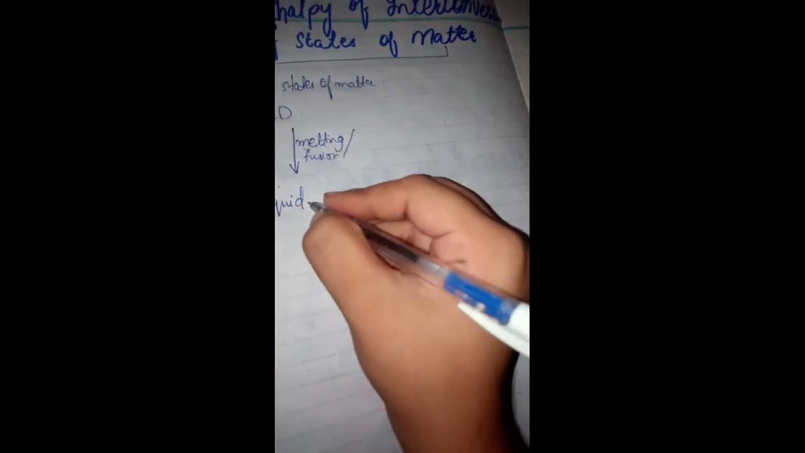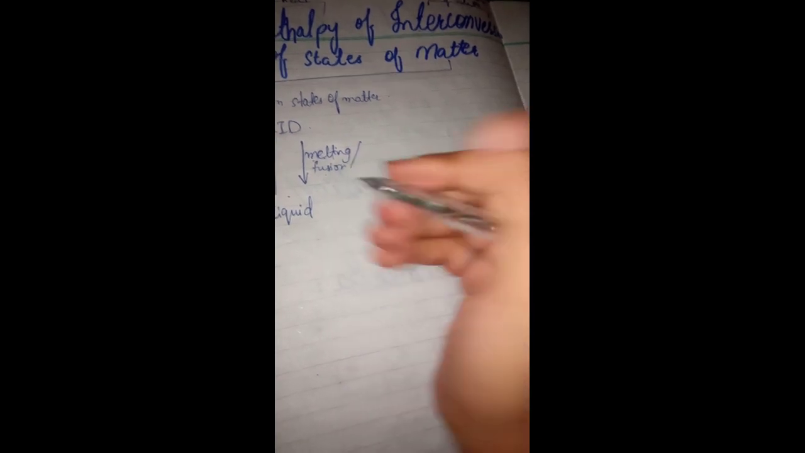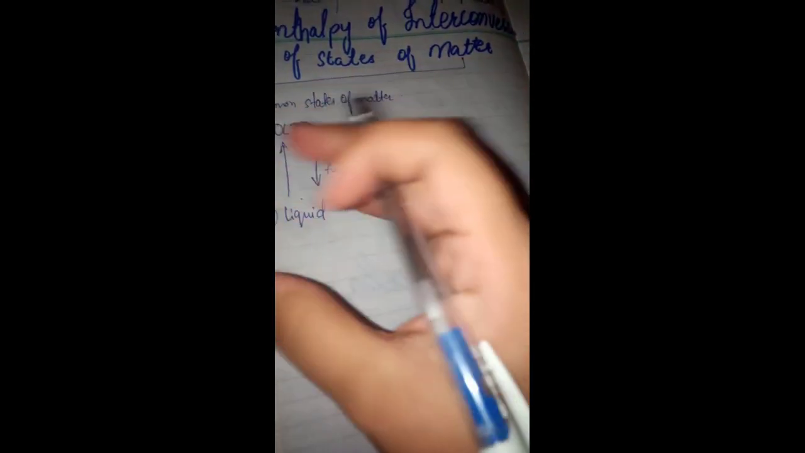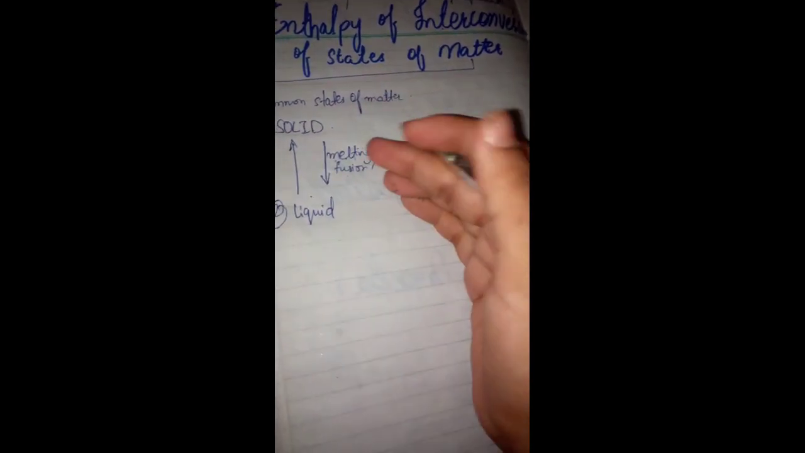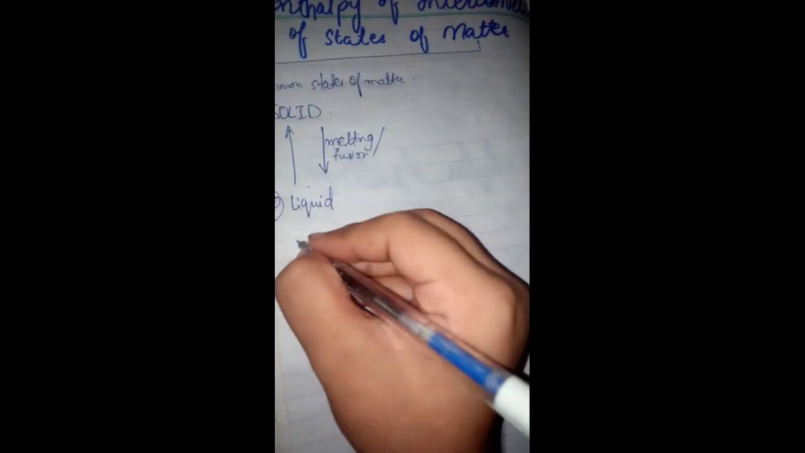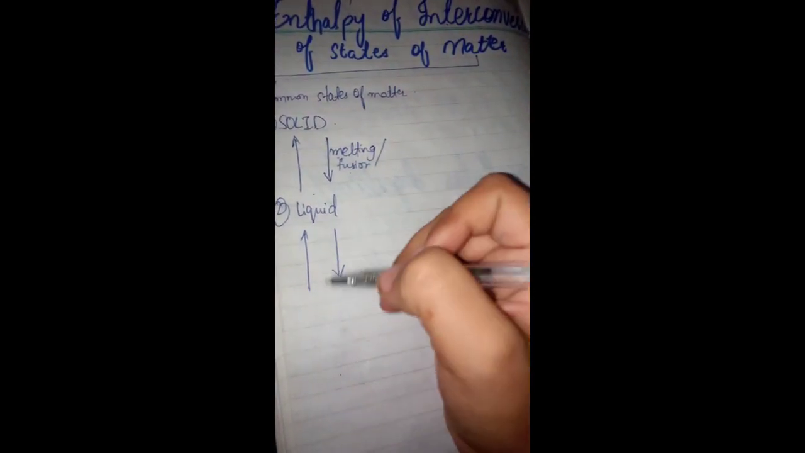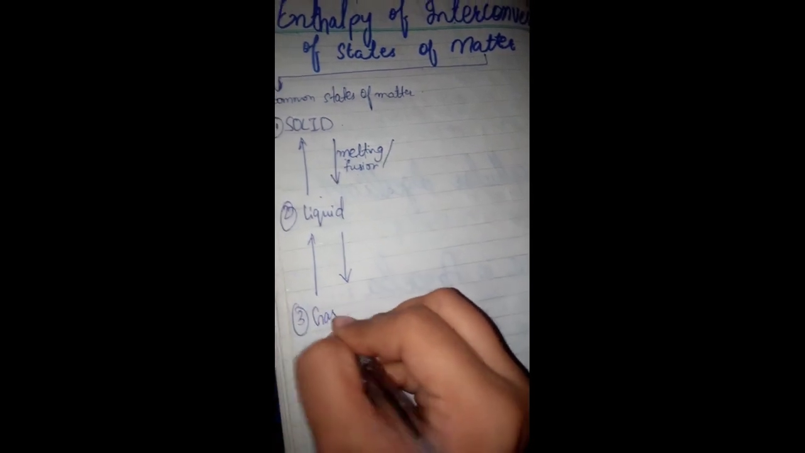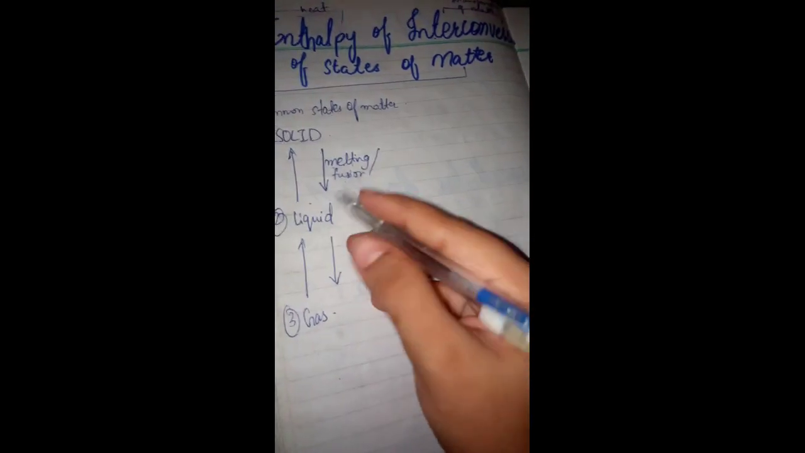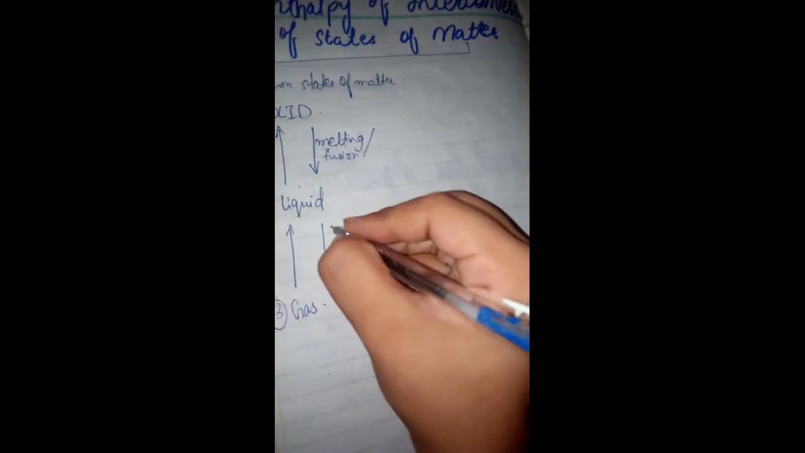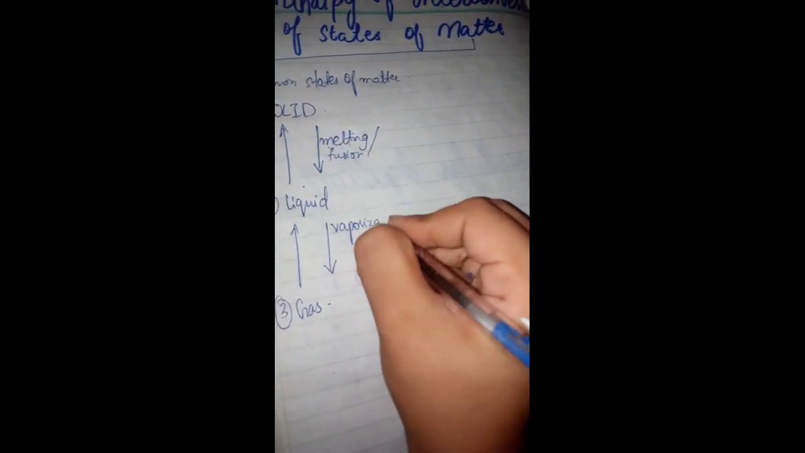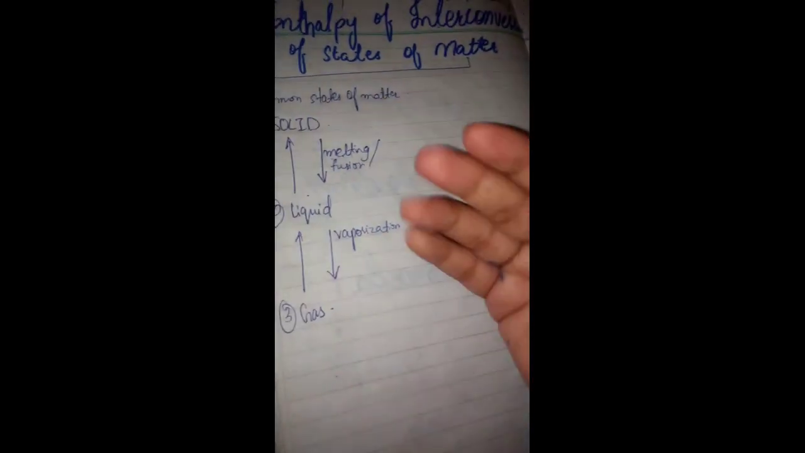If we talk about liquid, if we provide heat, there is an increase in motion. We have fewer molecules in the liquid as compared to the solid, so their kinetic energy will increase. So that process here was melting. When liquid is converted into gas, that is known as vaporization. If you provide heat to the liquid state, it will convert by vaporization.